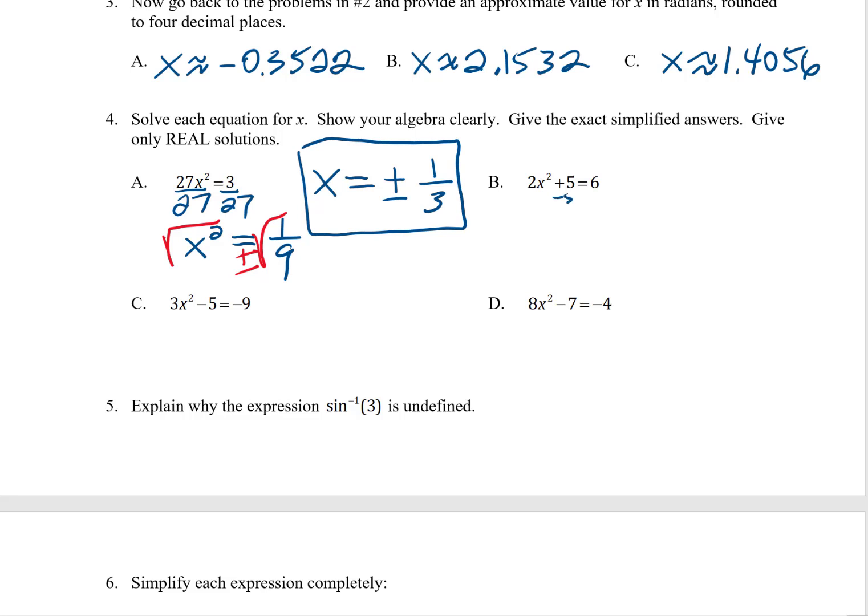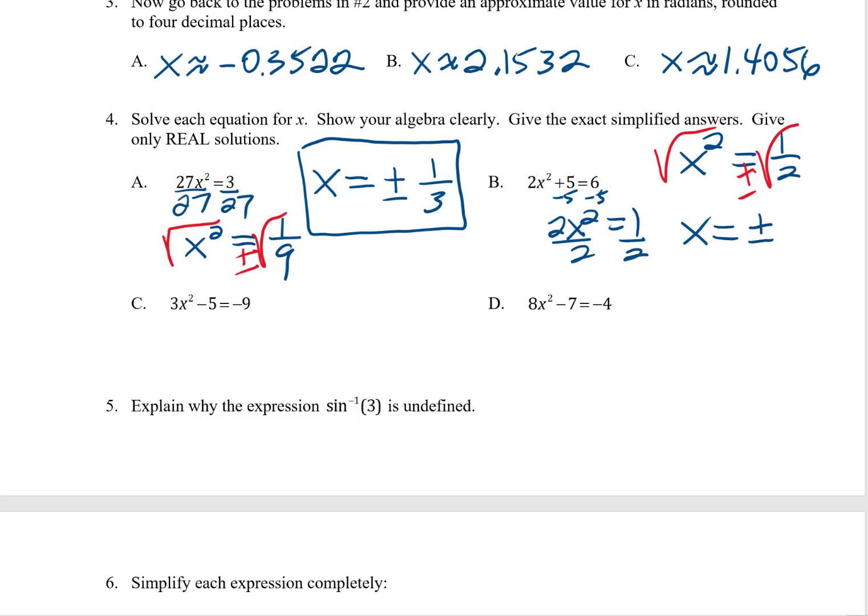Letter B, I'll subtract the 5, and then I will need to divide by the 2. And then we're essentially at the same spot we were in the other equation. I'll square root both sides, including the plus or minus. Looks like I'll have two answers once again. This time square root of 1 again is 1.